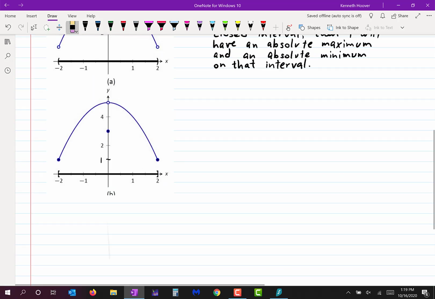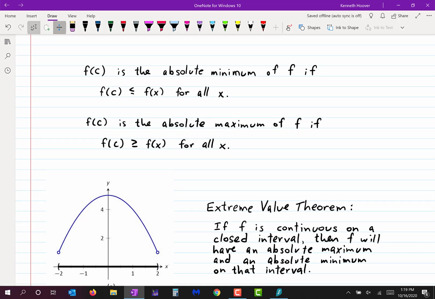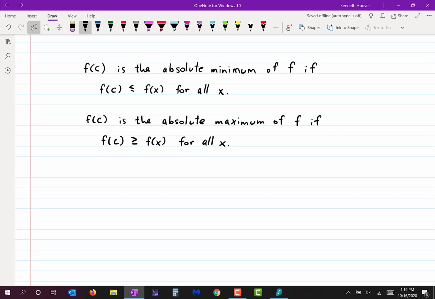Okay, new definitions here, and I think I'll actually put these up here. f(c) is a relative minimum, or just so you know, this might come up in the homework program, another term for that is local minimum.